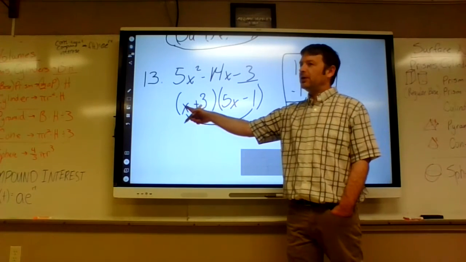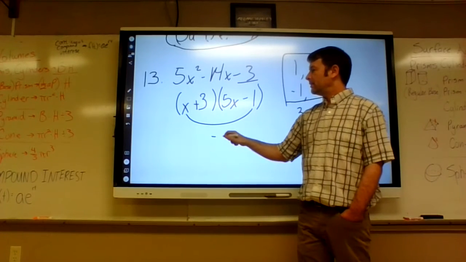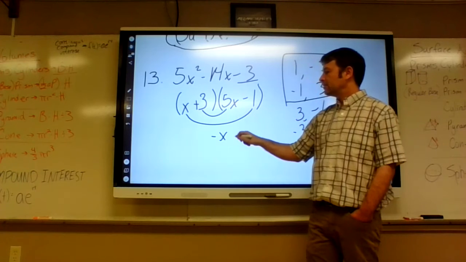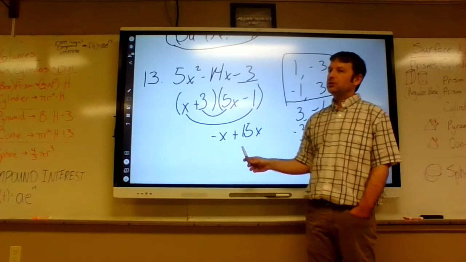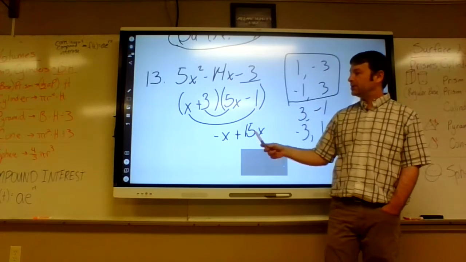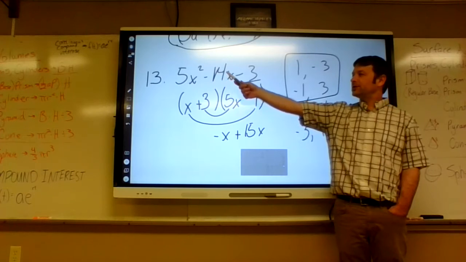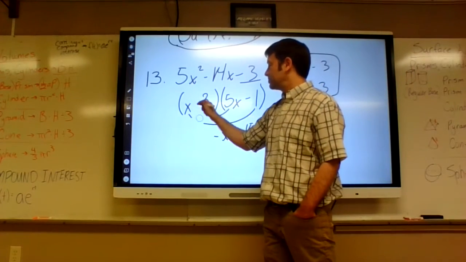Okay, not that. What's the outside? Negative x. What's the inside? 15x. What's negative 1 plus 15? It's positive 14. We wanted negative 14, so what does that mean? Switch to plus and minus, so that's good news.